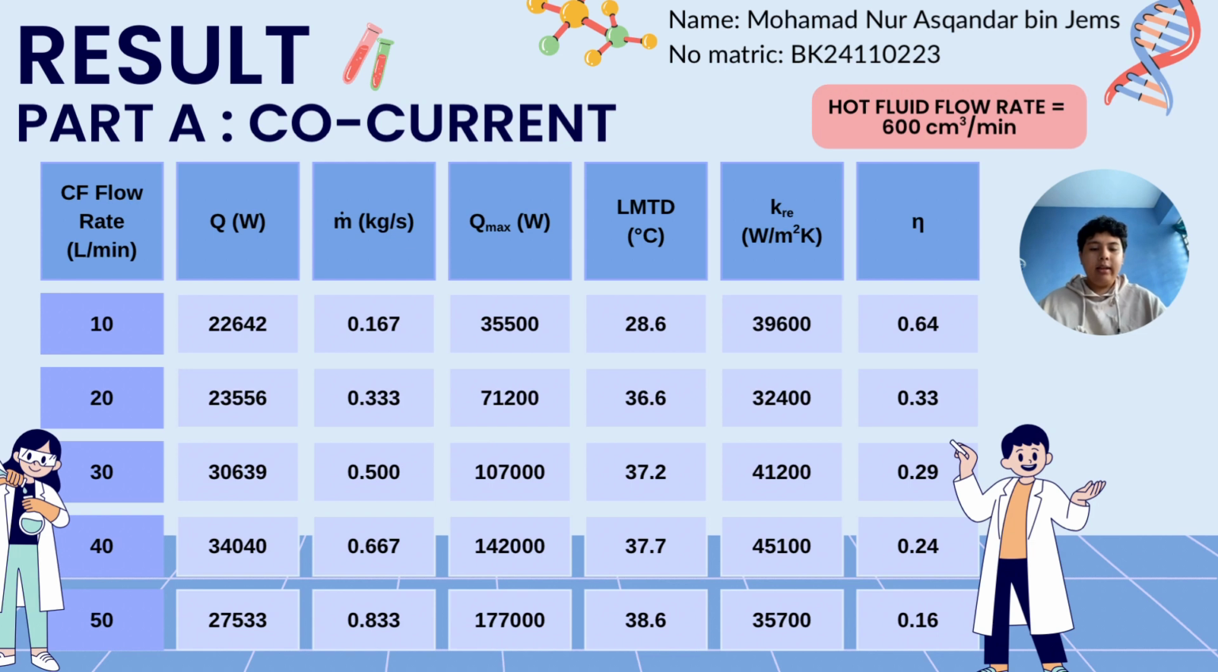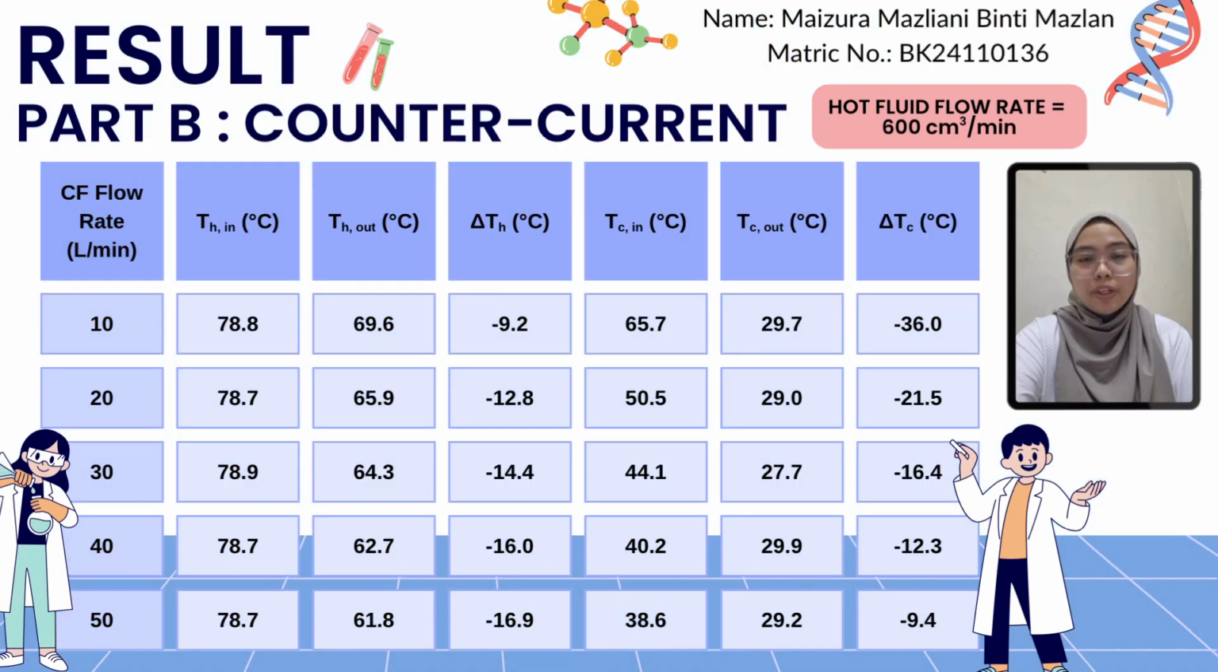As for KRE, we show a different kind of pattern, which is 39,600, 32,400, 41,200, 45,100, and 35,700 from 10 liters per minute to 50 liters per minute. As for the efficiency, it's getting smaller from 0.64 to 0.16. That's all. Assalamualaikum and good day everyone.